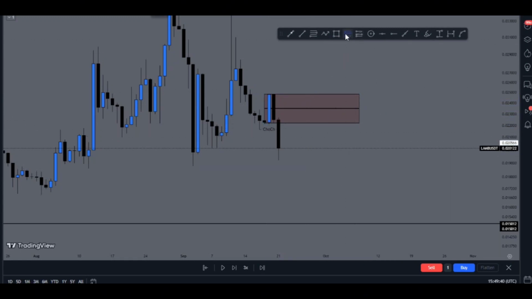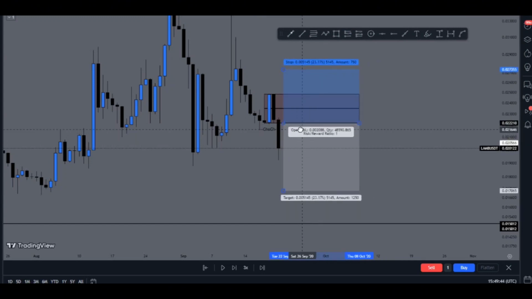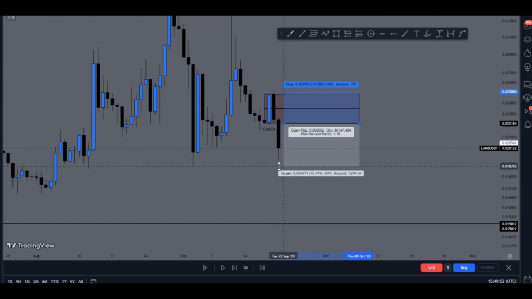Then we set up our stuff here. Our entry is going to be here. Then our TP is going to be right here, just this low.